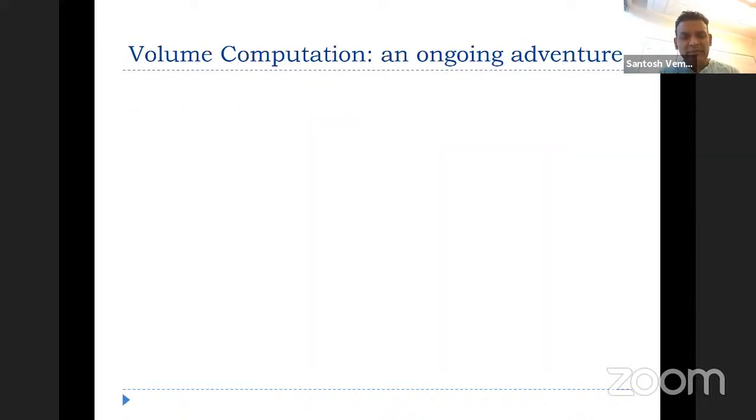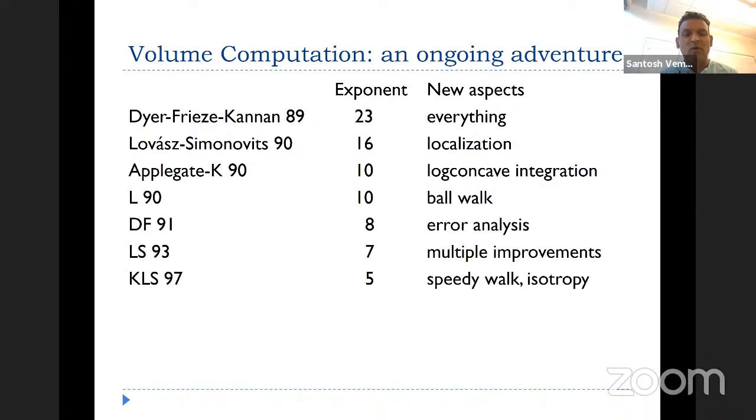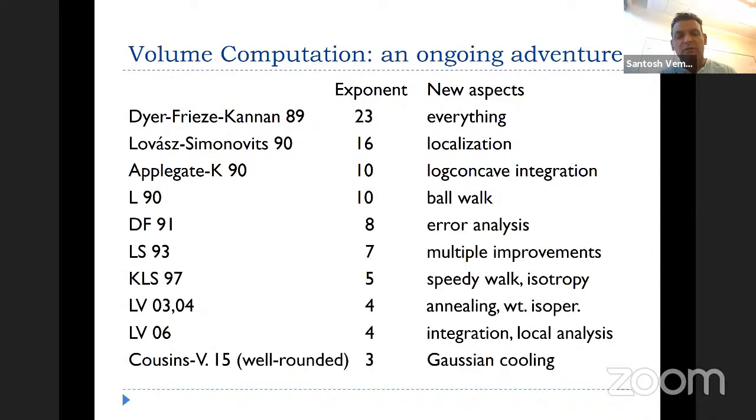Okay, so since then, there's been a lot of progress. I won't go through everything in this slide, but all I'm putting up there is the exponent of the complexity of volume computation. And perhaps the most interesting thing is that every improvement came with some quite general techniques and interesting new mathematics. The last line here, we'll be talking about in more detail, is for a special class of convex bodies called well-rounded convex bodies, which are convex bodies with the property that this capital R is order of square root n.